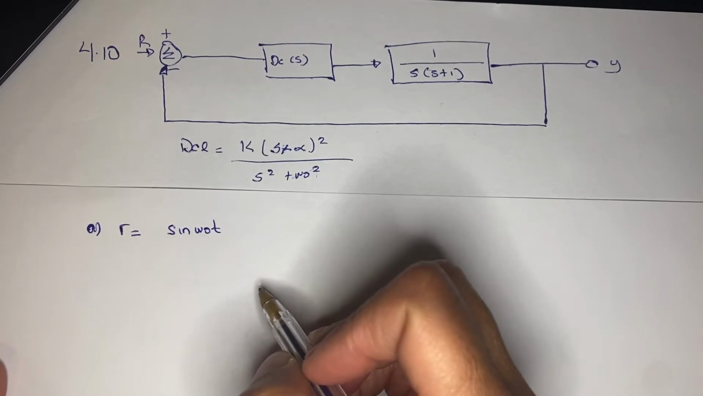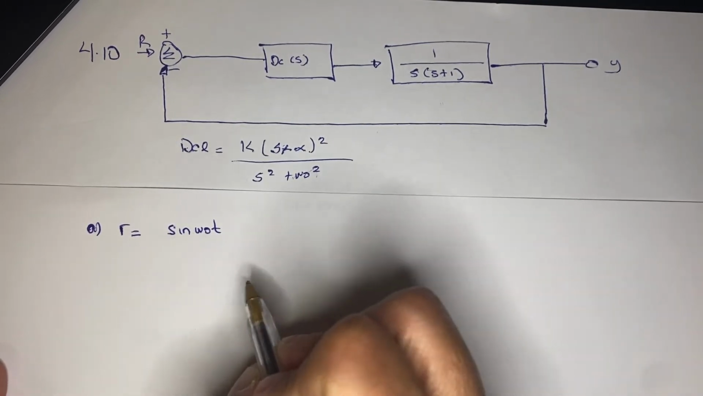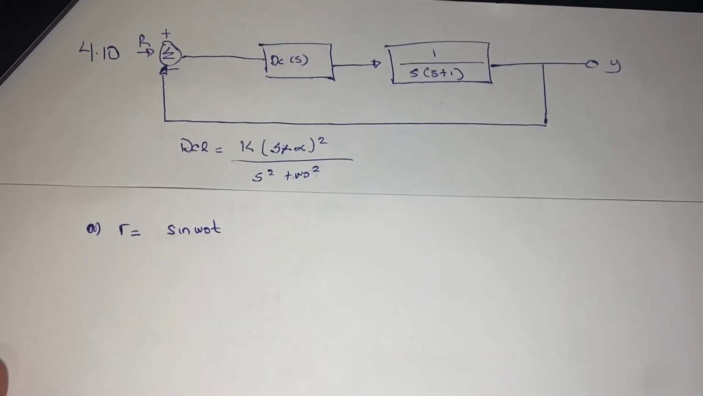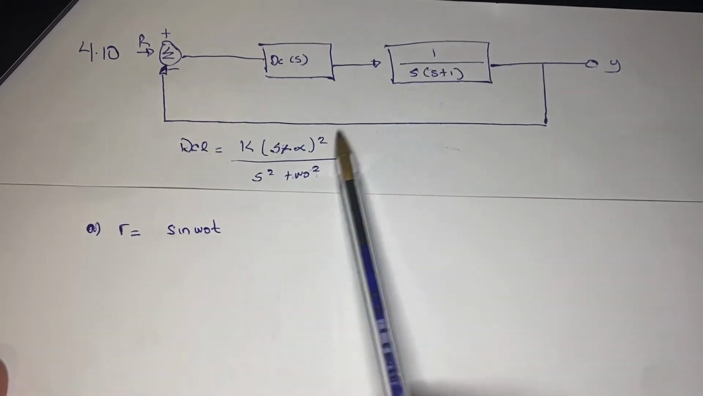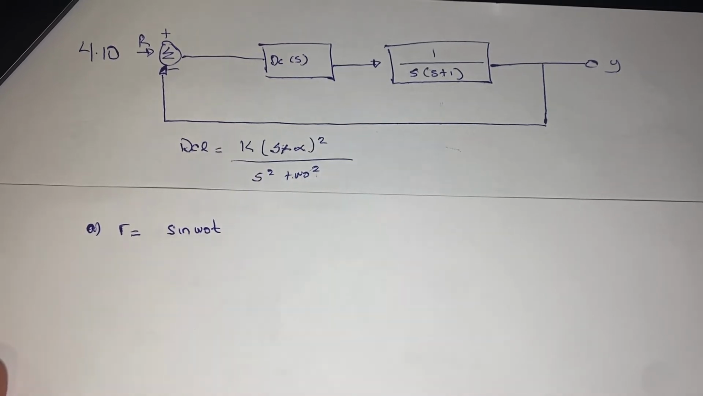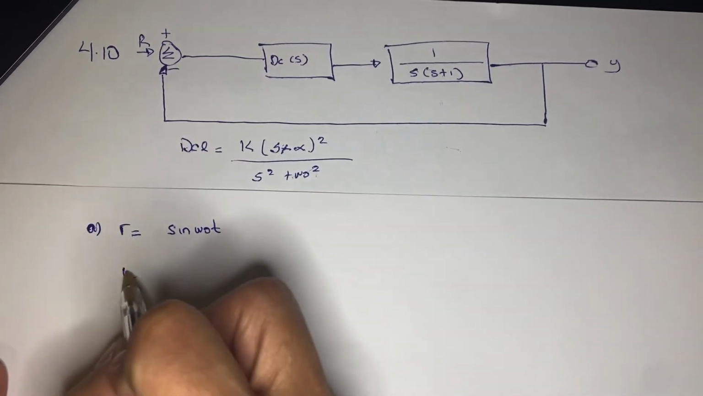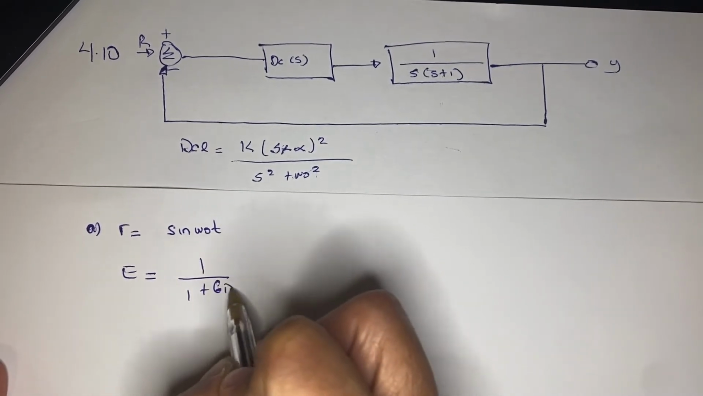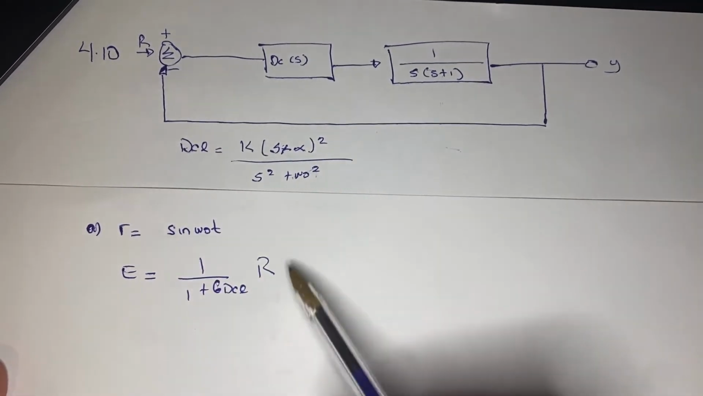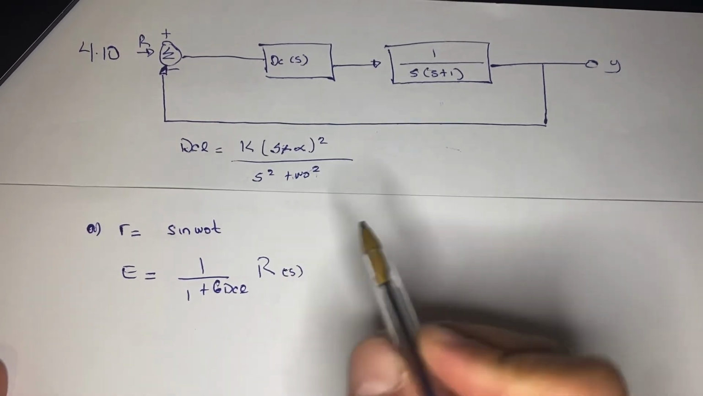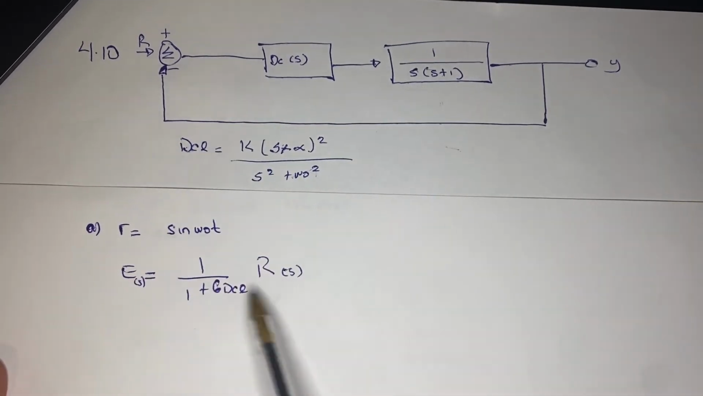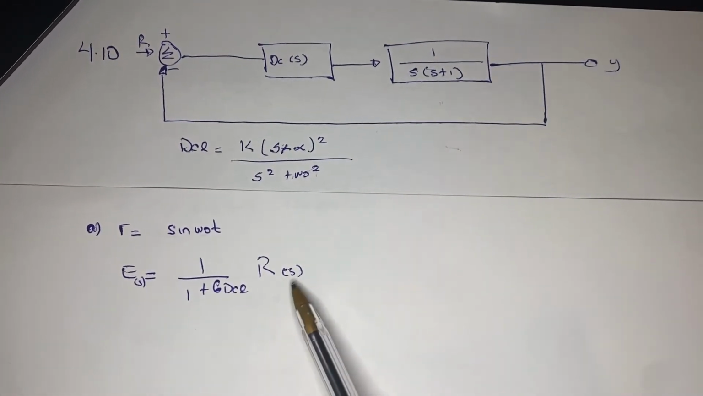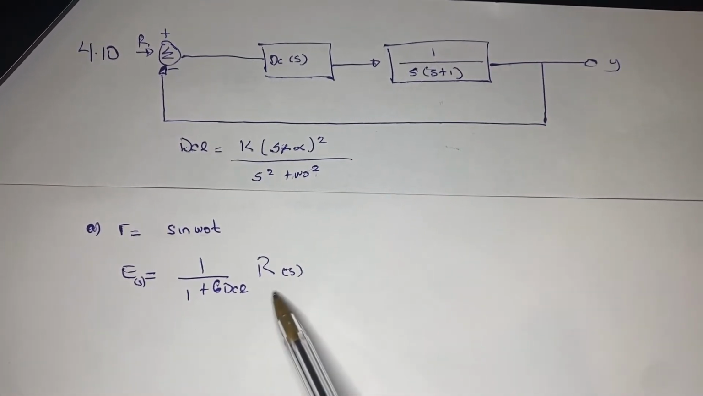We're asked to prove that when we're given this reference, the error is equal to 0. This is a closed loop system with a unity feedback. Therefore, we can apply the following equation for error, which is equal to 1 over 1 plus GDCL times R, where R is the reference and the error is in terms of Laplace. With this, we can find the transfer function of the error when we are tracking only the reference.